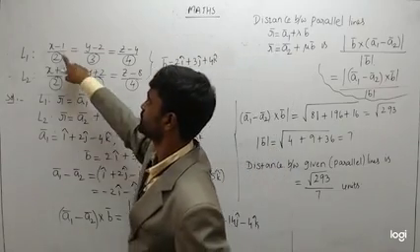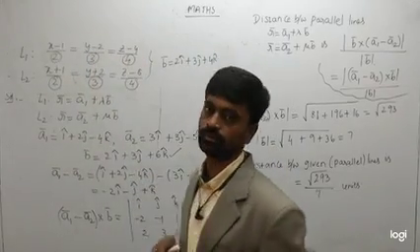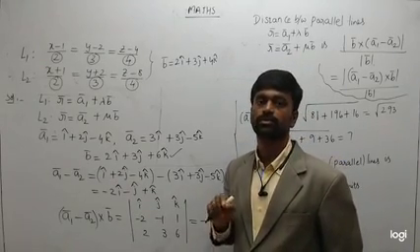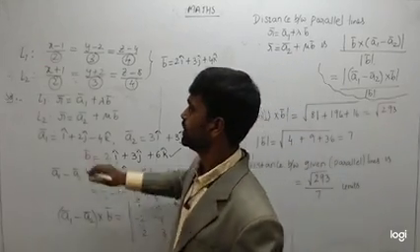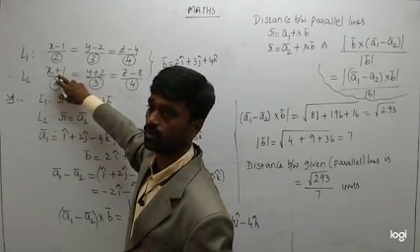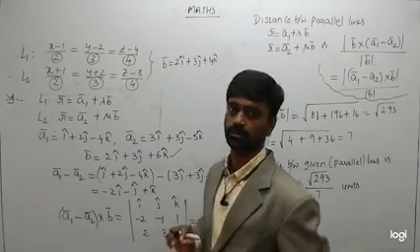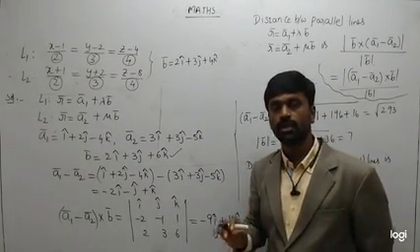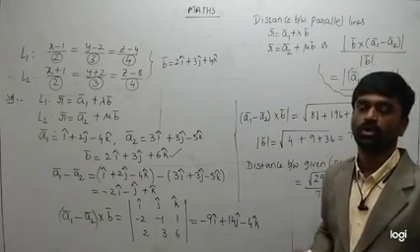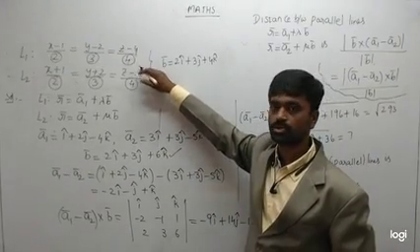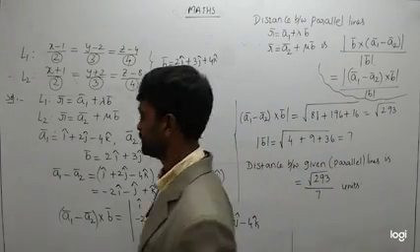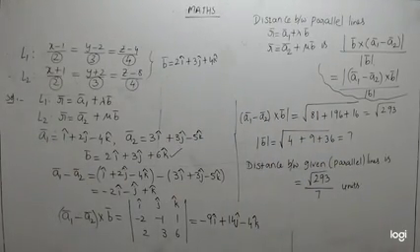And the first line passes through which point? 1, 2, 4. So that 1, 2, 4 becomes A1 bar. Okay. Then the second line passes through, because this can be written as x minus of minus 1, so minus 1, minus 2, 8. That becomes the components of the A2 bar vector, and use the same formula to get the shortest distance between these two parallel lines. Okay. So try this problem.